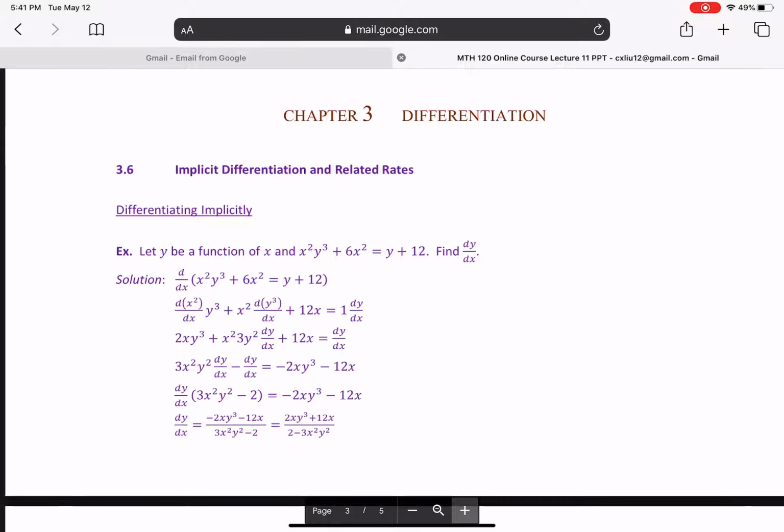Now move all the terms with dy over dx to the left and the other terms to the right. We get 3x squared y squared dy over dx minus dy over dx equals negative 2xy cubed minus 12x. Factor dy over dx from the left, we get 3x squared y squared minus 1. And then we divide by that on both sides. So we solve for dy over dx to get negative 2xy cubed minus 12x over 3x squared y squared minus 1. You can multiply negative 1 on the top and the bottom at the same time to get 2xy cubed plus 12x over 1 minus 3x squared y squared.